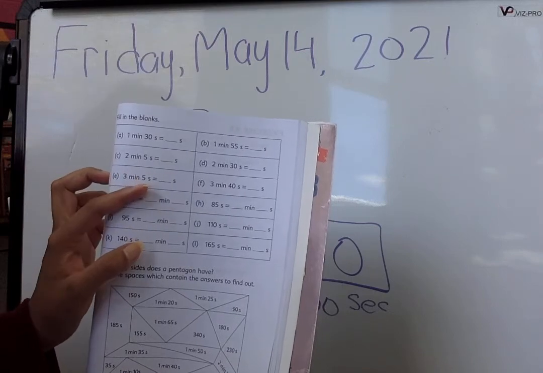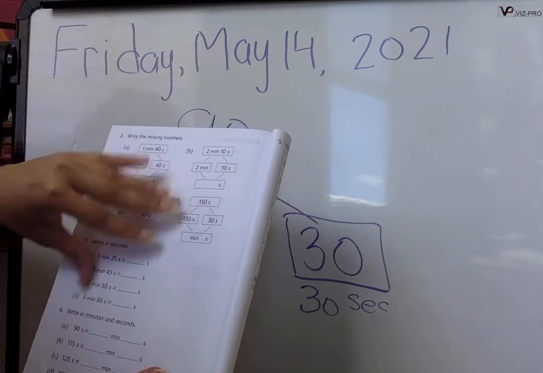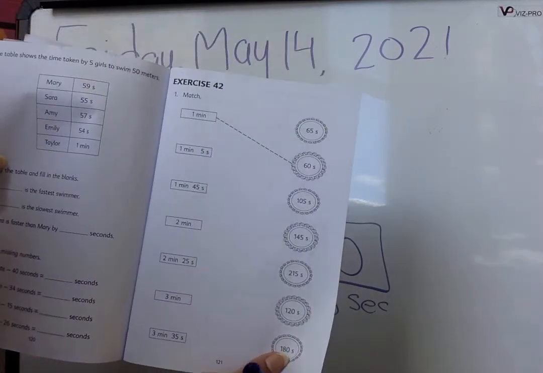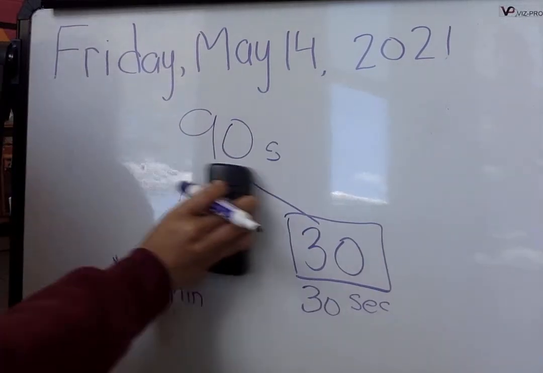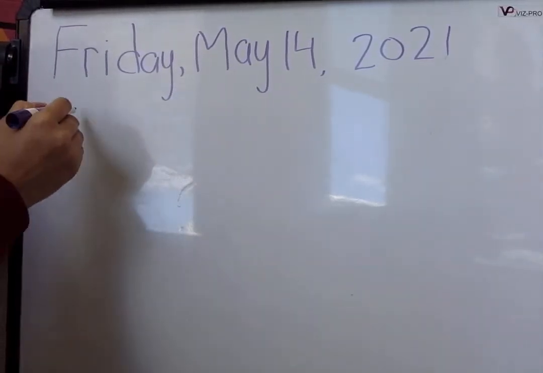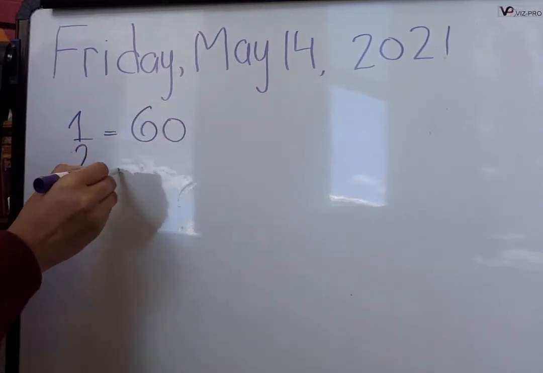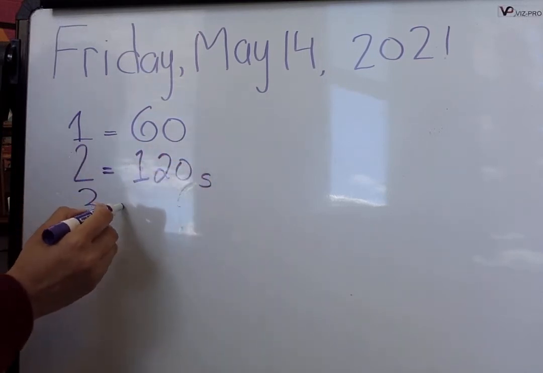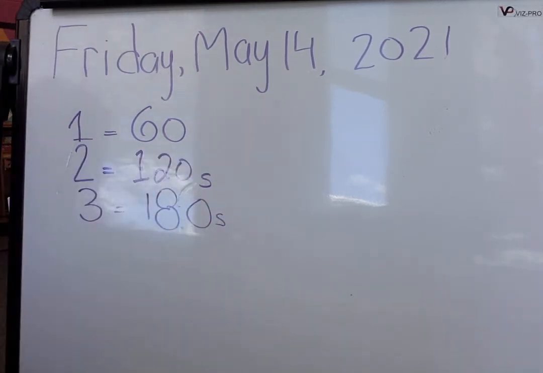Then they've given you minutes and seconds. So 3 minutes, again, you need to go back to your first page. Your first page is going to give you the clue for your minutes and your seconds. So I'll give it to you. 1 minute equals 60 seconds, right? 2 minutes equal 120 seconds. 3 minutes equal 180 seconds. Okay, so far that's what we have seen, right?